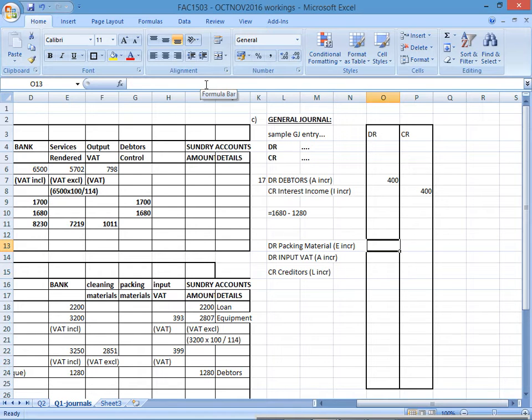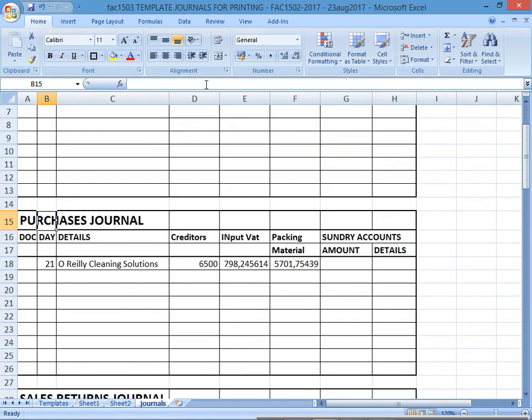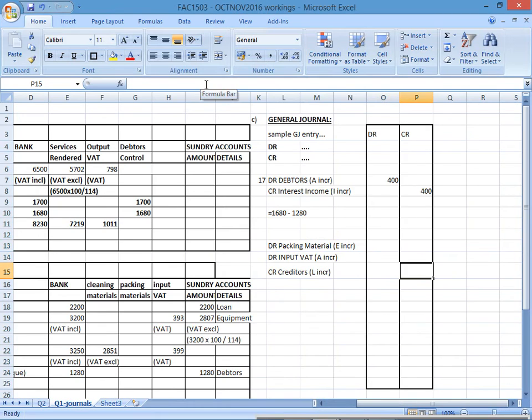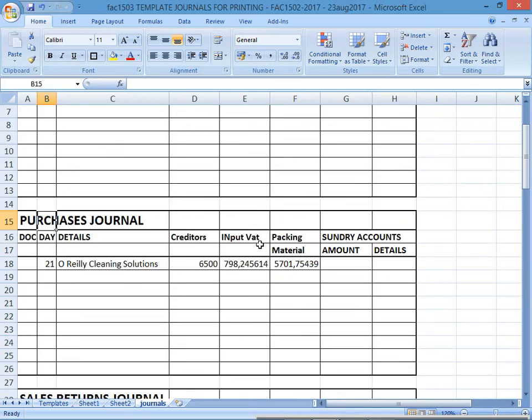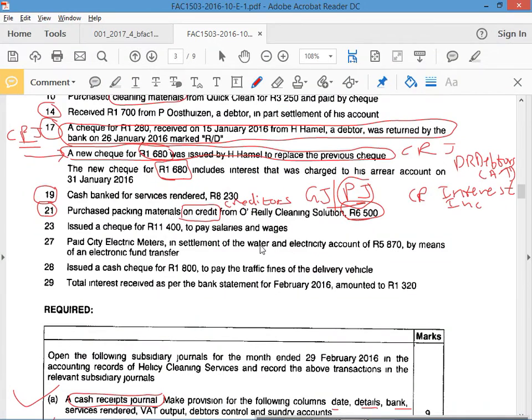So the packing material is going to have an amount of, well, let's put the full amount, 6.5. Packing material is the 6.5 times 100 divided by 114. Input VAT is going to be the difference, this minus that. And just to keep it simple, we're going to round it off to the nearest rand. And that's what you would record. What day was this? Day 21.